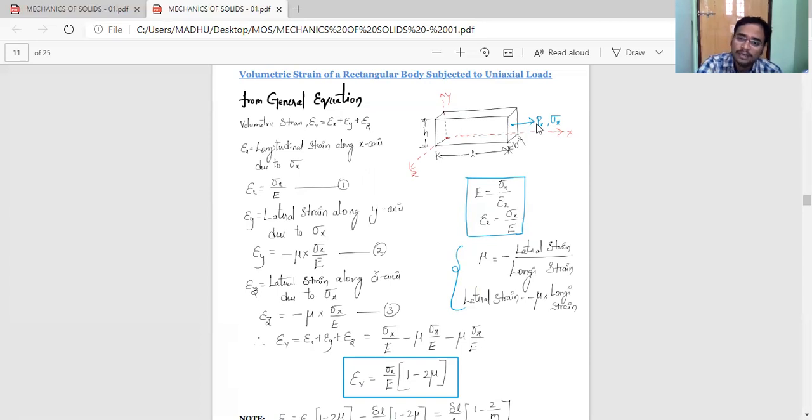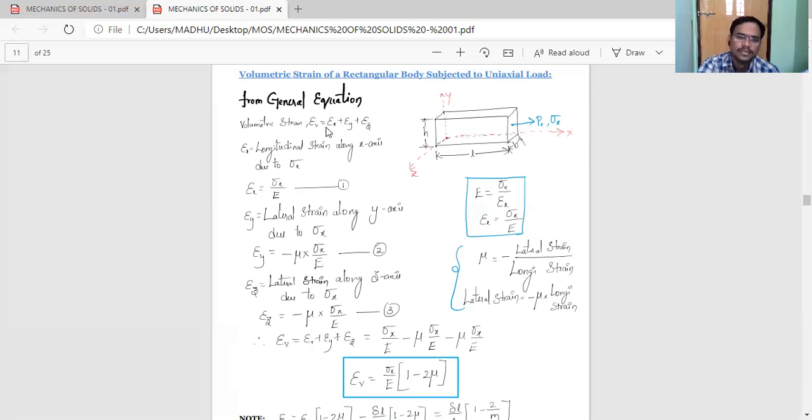Primary strain, not only the primary, you will be having lateral strains. You will find the changes in the dimensions, that is D and H. All the dimensions will get changed within elastic limits. If the load is applied within elastic limits, all the dimensions will change. So this is the situation.